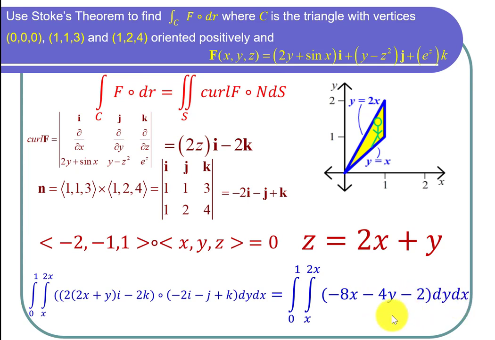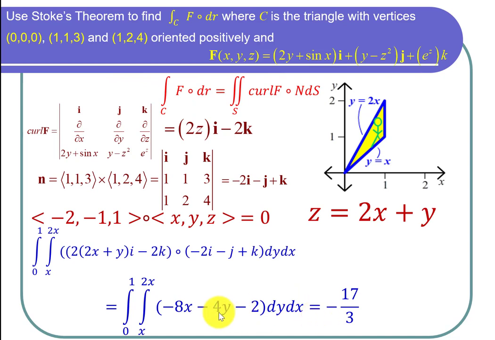I could do that by hand, not too difficult, but instead I used a calculator or a computer's calculator. What I got when I took that double integral was negative 17 thirds. So I can conclude that the line integral over our curve C of F dot dr is negative 17 thirds. And I'm done with the problem. Thank you for watching this video.